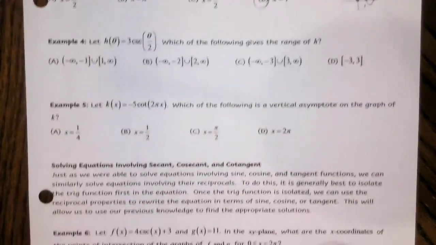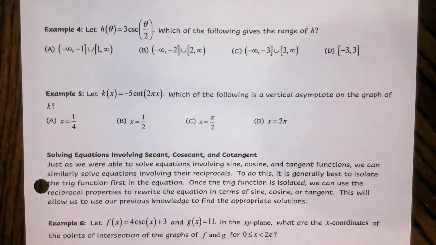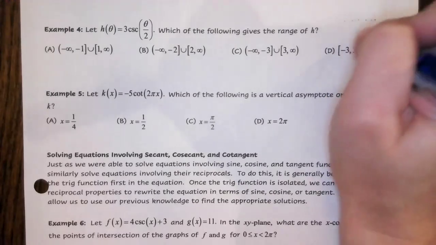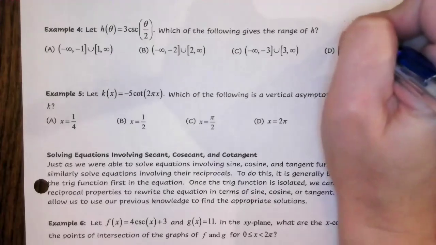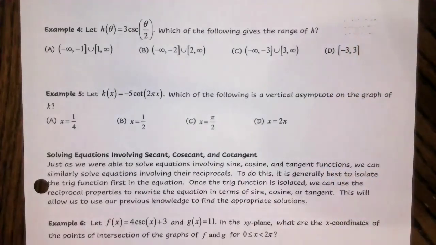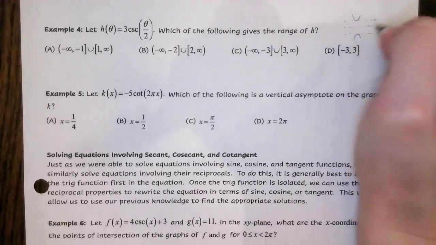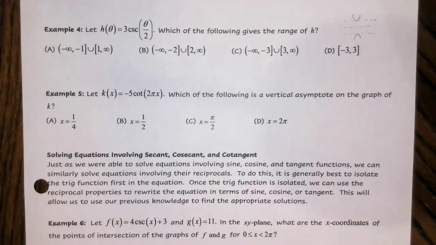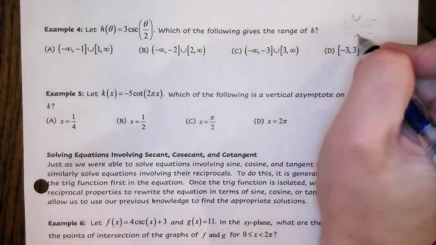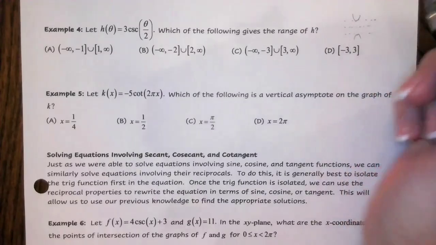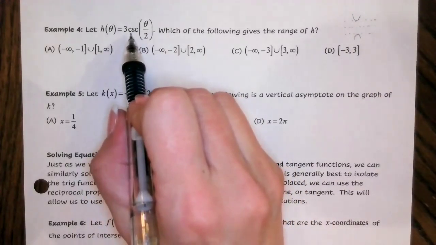All right, the next one here says 3 cosecant of theta over 2. Which of the following gives the range of h? All right, so our range, if you think about the way these are, so sine and cosine are the functions, that would be our midline, our lowest line, and our biggest line there. And so these are always going to come from this top one and from this bottom one. So we know it's going to be negative infinity to whatever the bottom line is, and then the top line to positive infinity. So I can think about this as the sine graph.